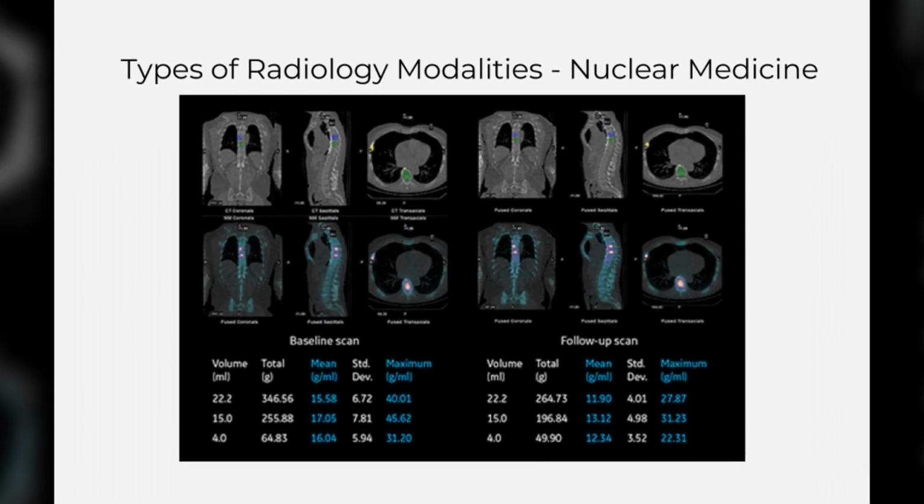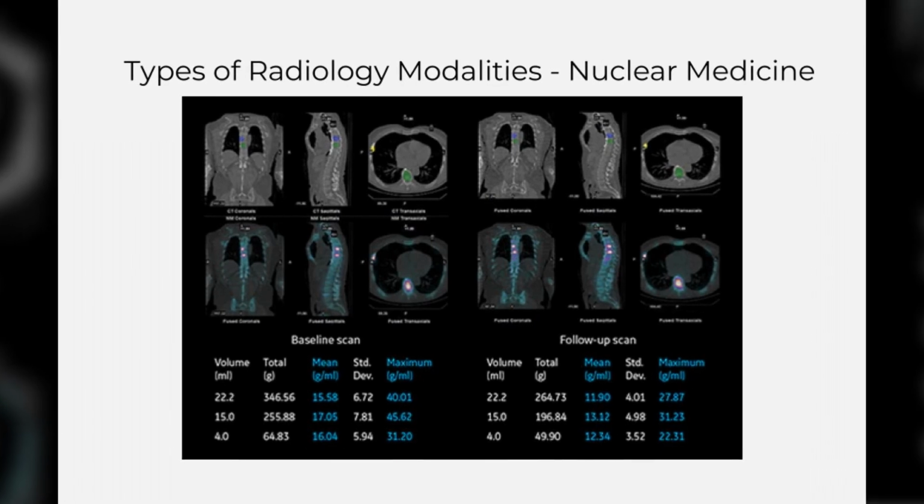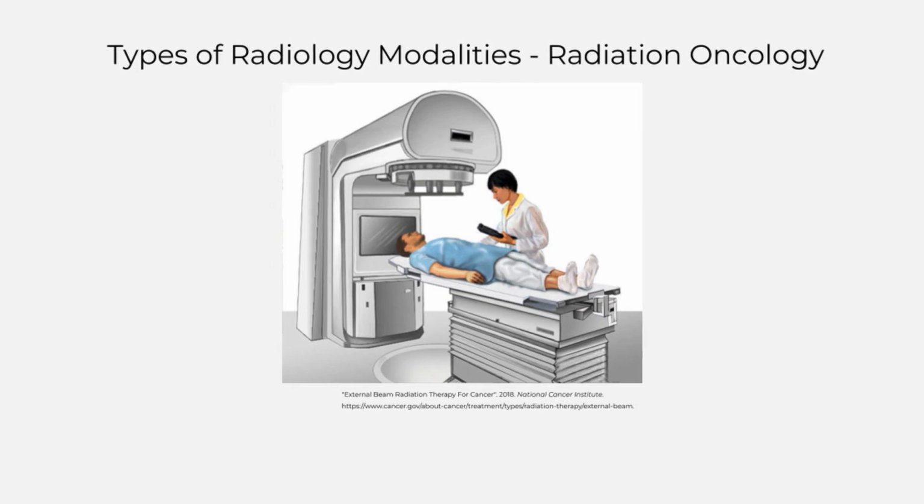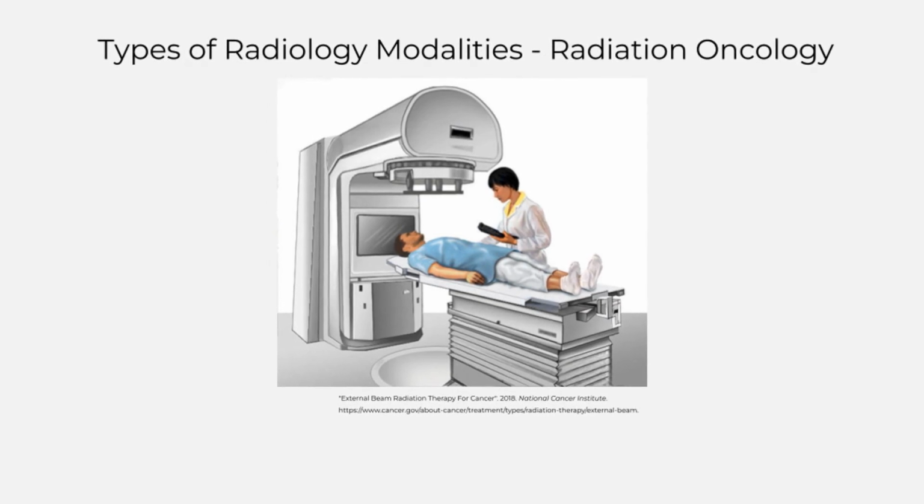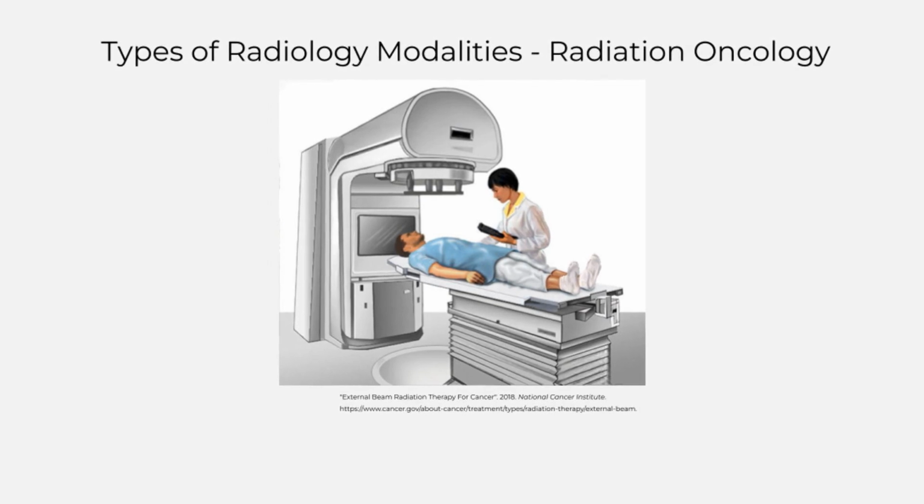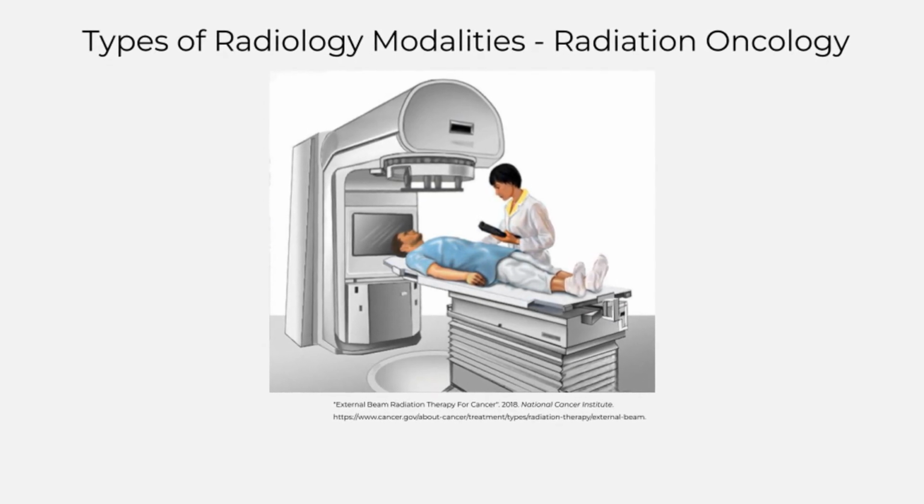Nuclear medicine involves using small amounts of radioactive material to detect disease. Special cameras pick up the material to create images. Radiation therapy is a treatment for cancer using high doses of radiation to shrink tumors. The radiation can be delivered from a machine outside the body or from a device placed inside the body.